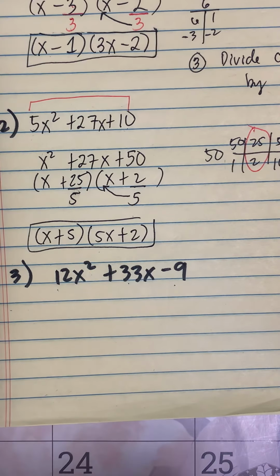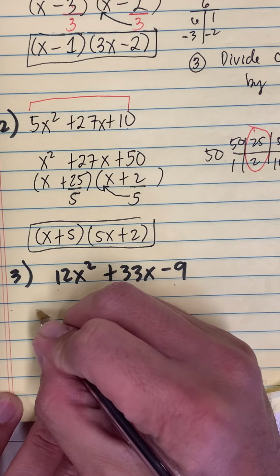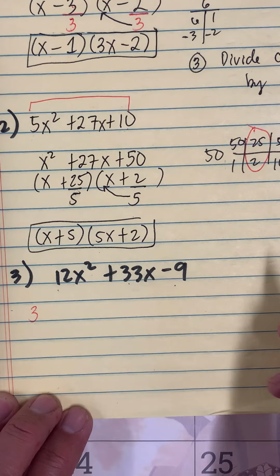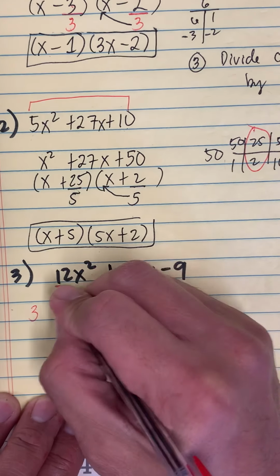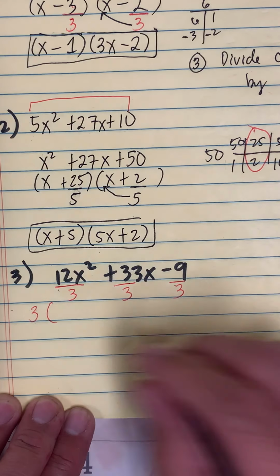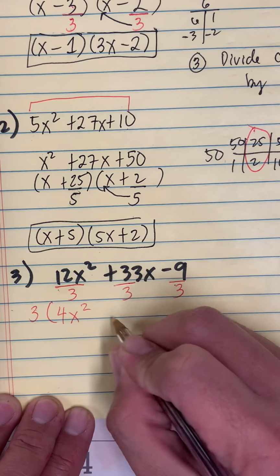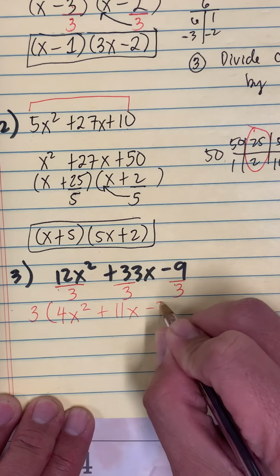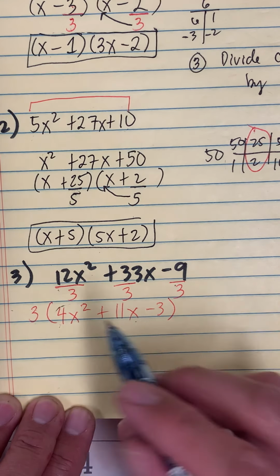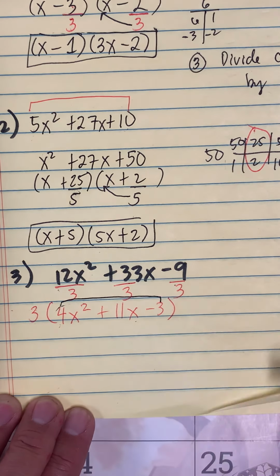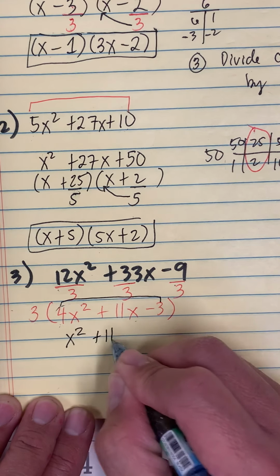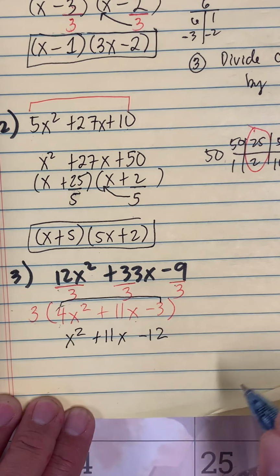So you have to factor out the GCF first. The GCF here is obviously 3, and not all of them have x, so the GCF is just 3. What we do is we divide everything by 3. So now we make our problem 4x squared plus 11x minus 3. Now you can apply the big boy factoring here by multiplying the 4 and the negative 3. So that becomes x squared plus 11x minus 12.